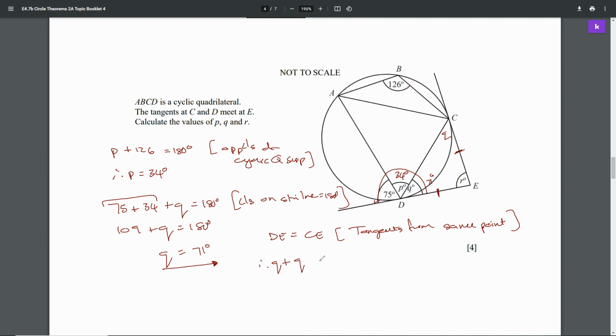Therefore, Q plus Q plus R will equal 180 degrees, and that's because of an isosceles triangle, given Q and Q, and we know what Q is. Q is 71. So 71 plus 71 plus R equals 180. So 71 plus 71 is 142. 180 minus 142 comes to 38 degrees. So R will equal 38 degrees over there. And the reason for this part is also angles in a triangle equals 180 degrees.